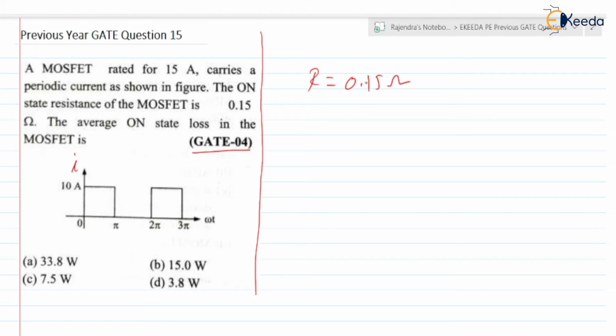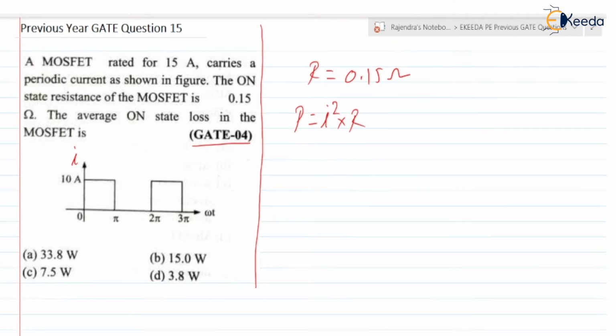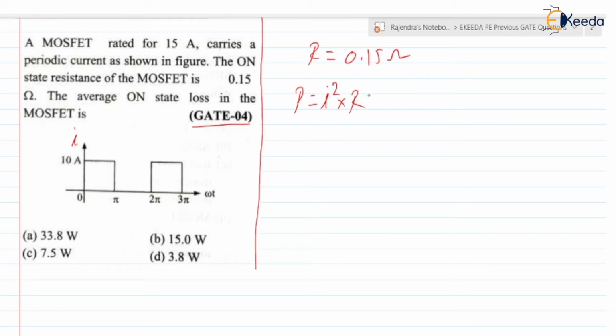Now they have given the equivalent resistance of the MOSFET, which is equal to 0.15 ohm. Our task is to find the average power loss. As we know, power loss is equal to I square into R, but this will give the instantaneous power loss. So in order to find the average power loss, we can draw the waveform for the power, which is equal to I square into R.